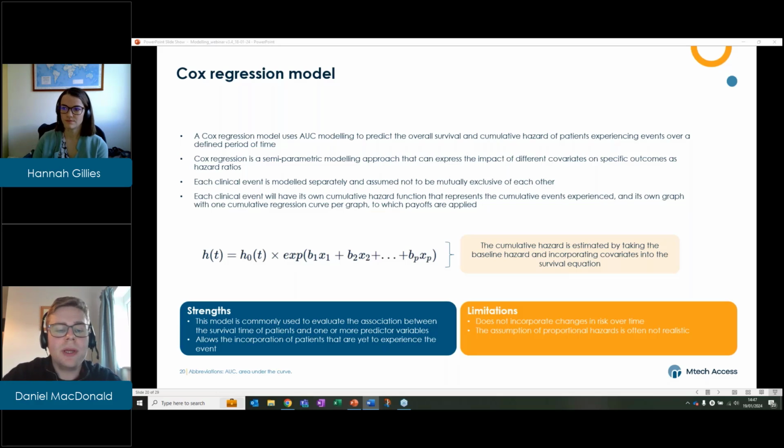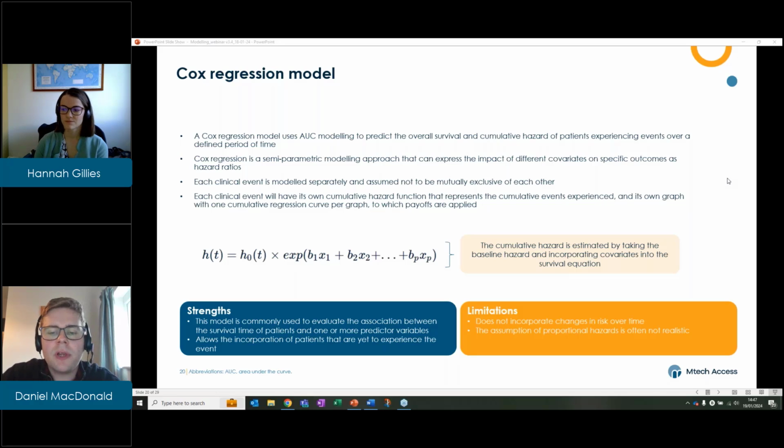There are a couple of limitations, so it doesn't incorporate the changes in risk over time. So with the hazard rate, or the hazard ratio, we assume that patients experience an event with a fixed likelihood in an intervention group relative to a comparator. An example being a hazard ratio of 1.5 would assume a 50% increase in the likelihood of an event in the intervention arm relative to the comparator. This won't change over time in the model.